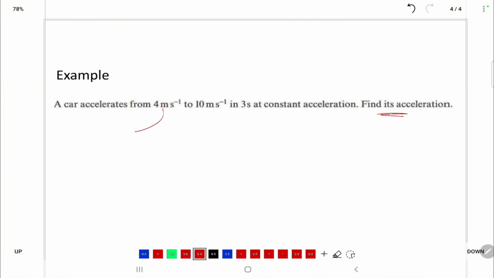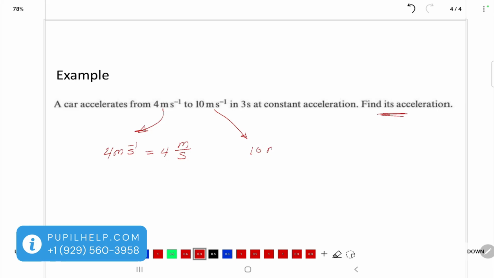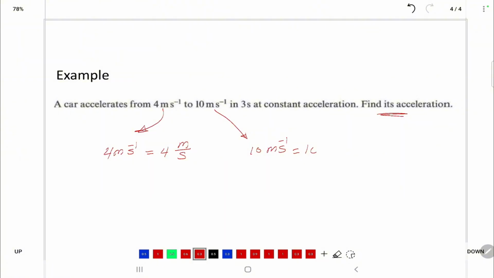Before we start to solve, this 4 m/s means 4 meters per second, and the same for this one, 10 meters per second. Sometimes it is written like this. It means 10 meters per second. So these are velocities. This is the initial velocity, and this is the final velocity.